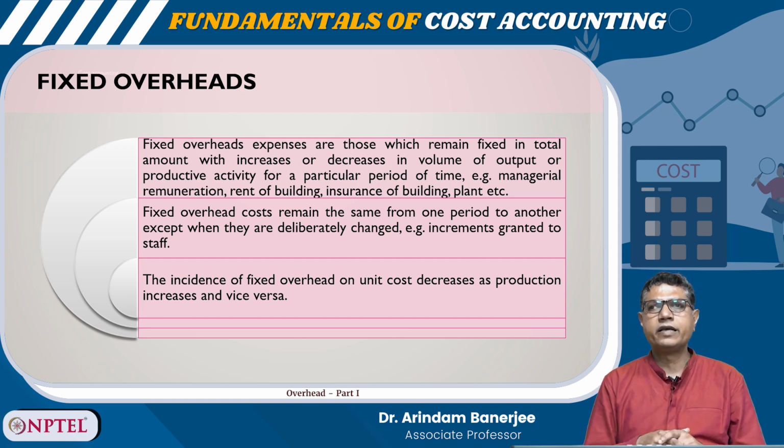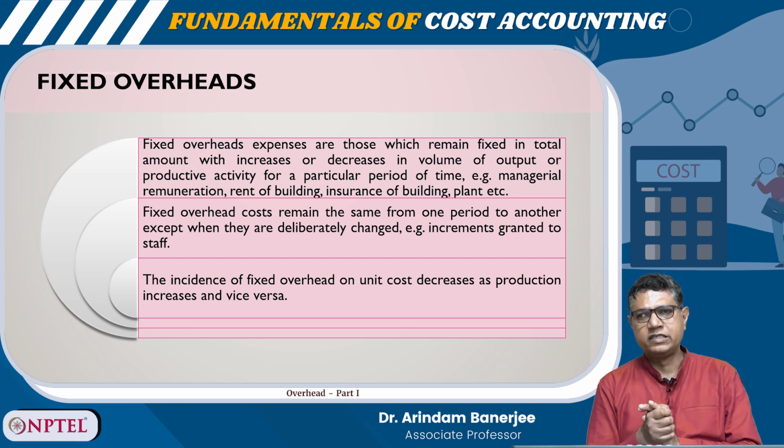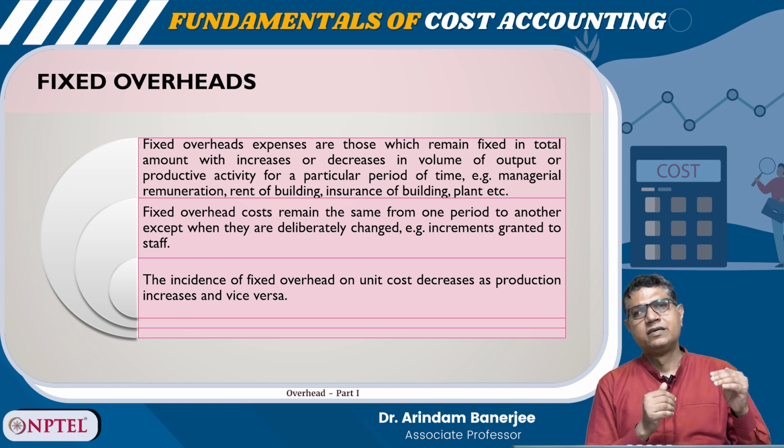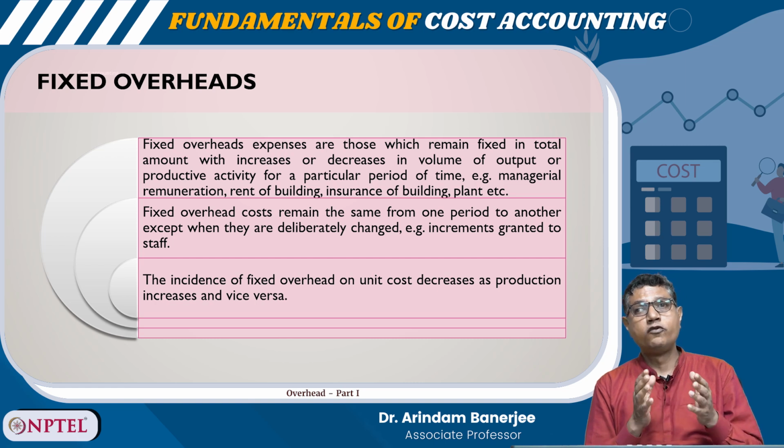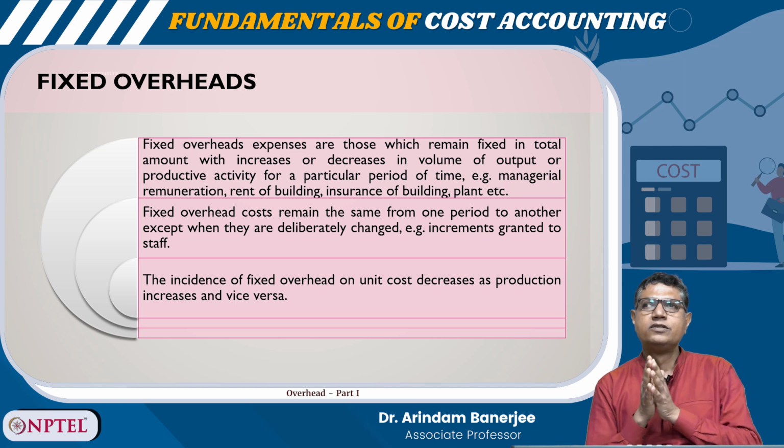So, for example, salary paid to the office staff, or rent paid for the building. Suppose the company is paying rent for a factory shed. Whether the factory works at 60% capacity or 80% capacity, the rent will remain the same, right? And it is an overhead. Why? Because you can't allocate it to the individual products. So, this type of overhead is called the fixed overhead.